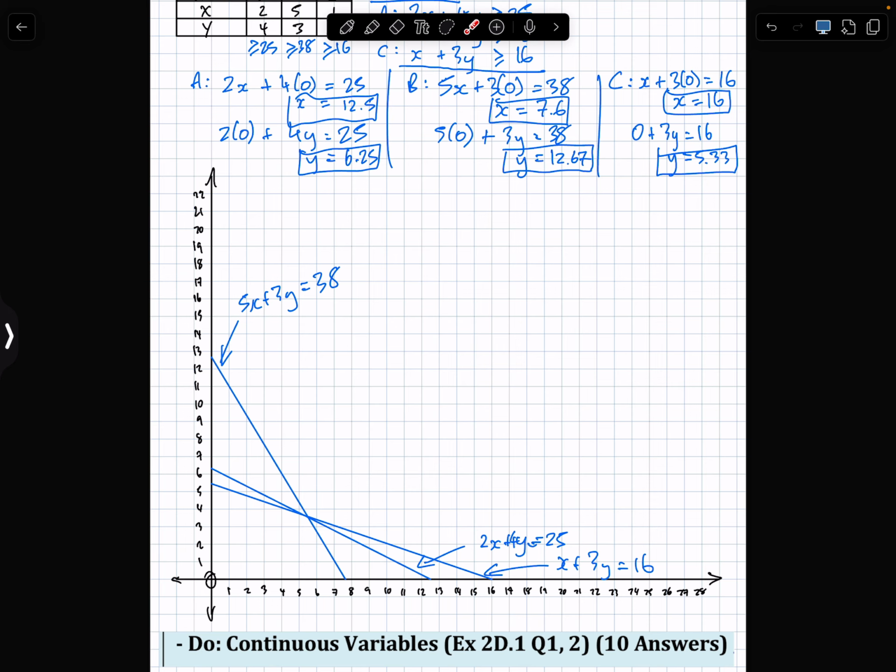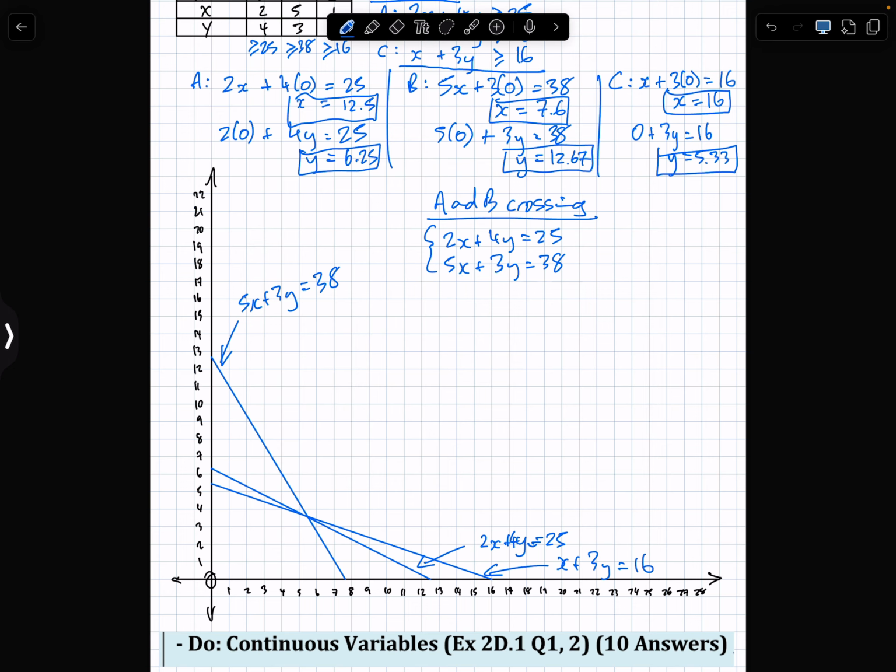So what was step 3 and step 4 about? It's checking that, okay? So where is A and B crossing? Well, what you do is make them simultaneous equations. So A was 2x plus 4y equals 25 and B was 5x plus 3y is equal to 38. You remember back to the start of the topic? We had simultaneous equations.